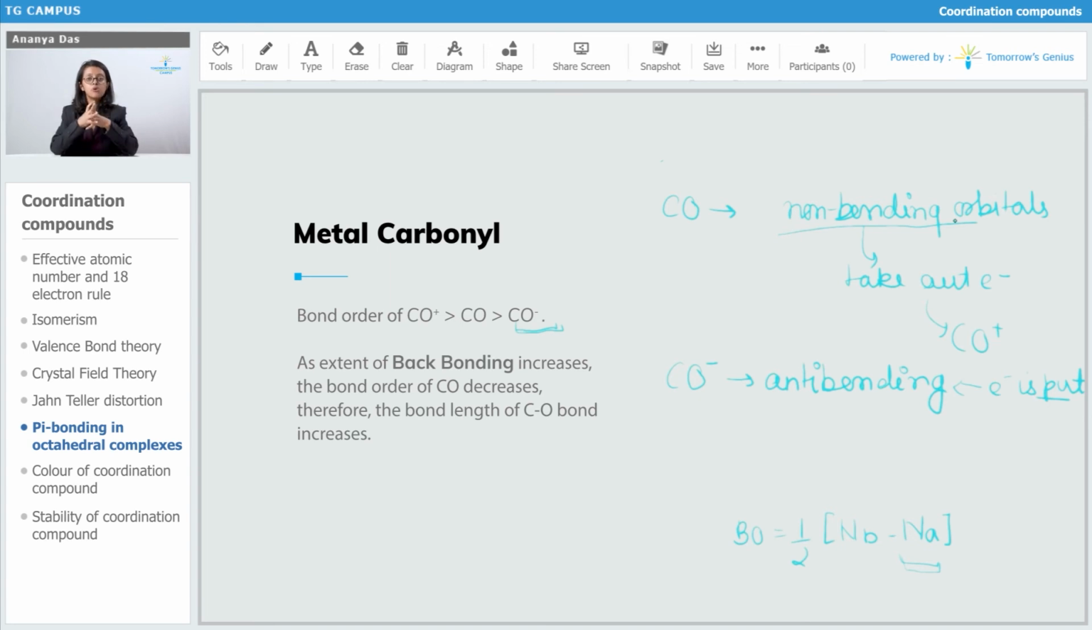So that is why the bond order of the CO positive is greater than the neutral CO, which is in turn greater than CO negative. And we know that the bond order is inversely related to the bond length. That is, as bond order increases, the bond length will decrease.